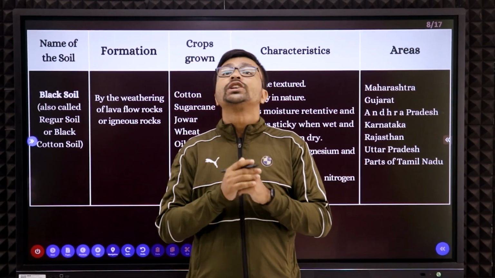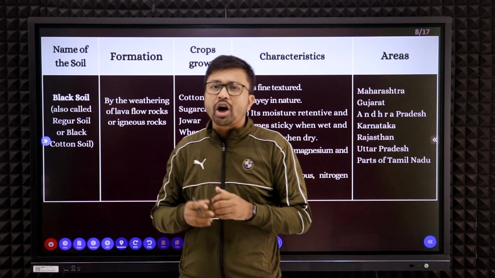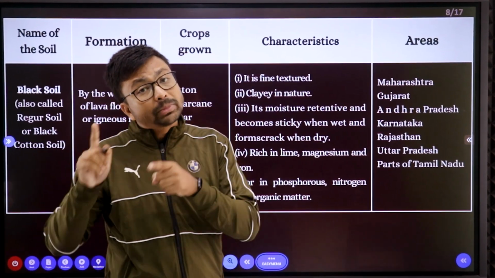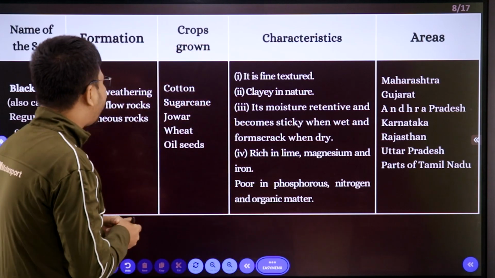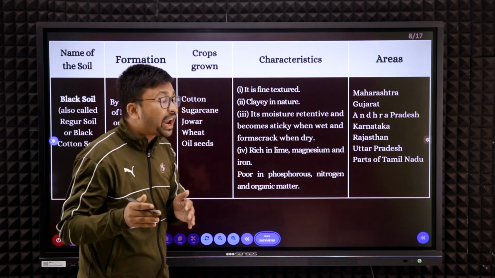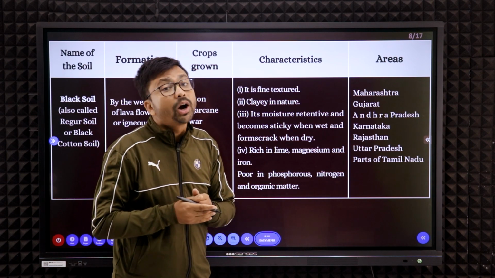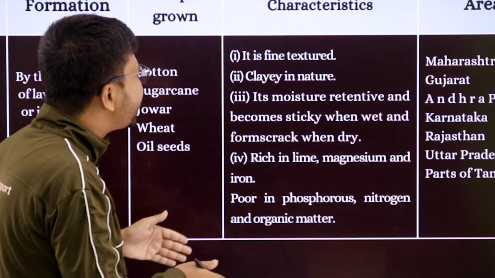That's why it looks black in color, because basalt rock is black in color. So the soil formed from the basalt rock is also black in color. Now let's see the characteristics of the black soil, why black soil is in favor of cotton cultivation. So let's see it quickly.